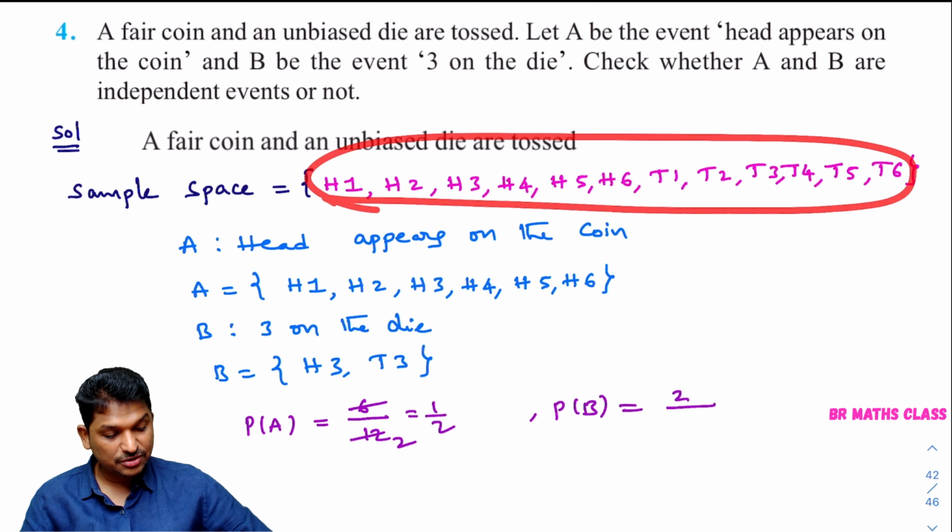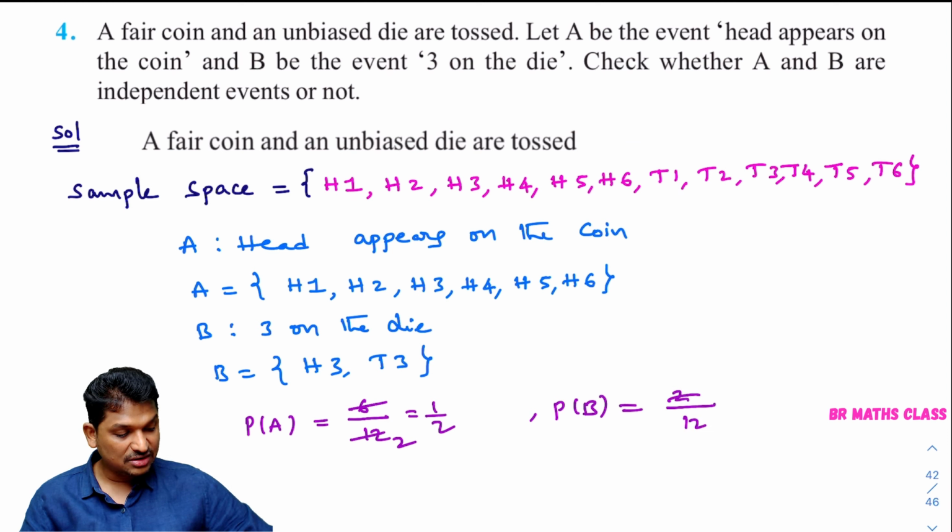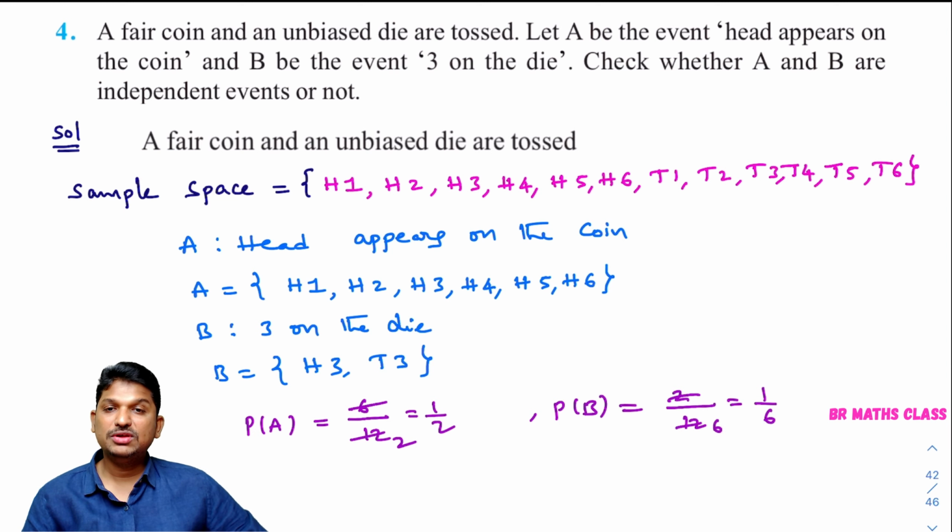Total number of results always comes from sample space. Total number of results is 12. This is 1 by 2. Okay, look here, 2 by 12. 2 by 12 is what? 2 by 12 is 1 by 6. Okay, so probability of A is there, probability of B is there.